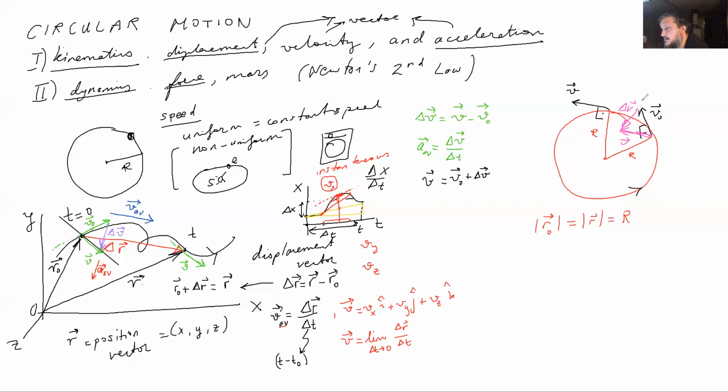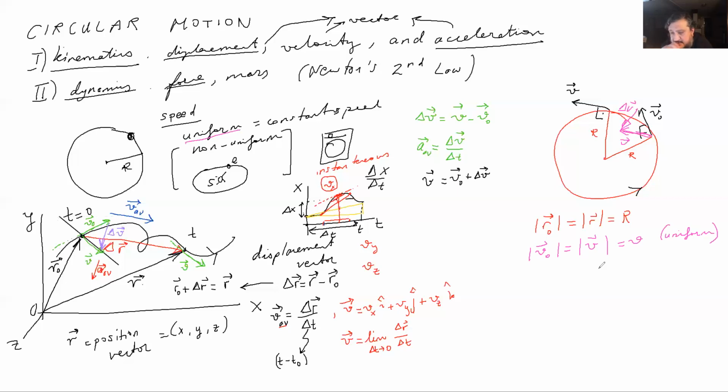Get delta V like that. All right. Now, if this circular motion is uniform, then V naught and V, although they are different in direction, are the same in magnitude. So if V naught and V are equal, let's just call it V for short, then this is uniform circular motion.